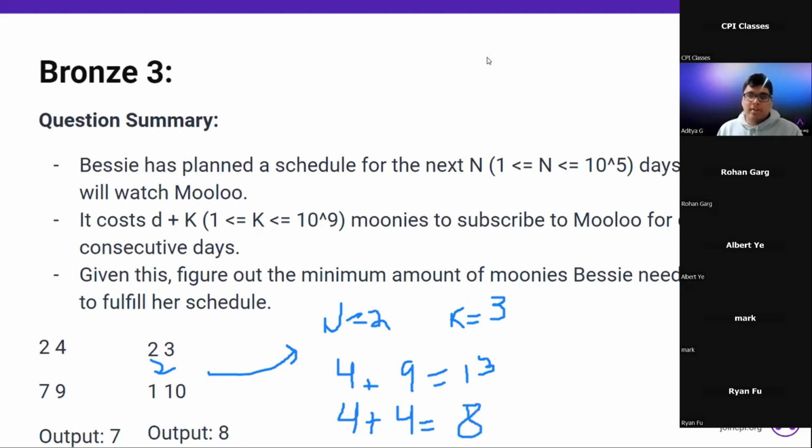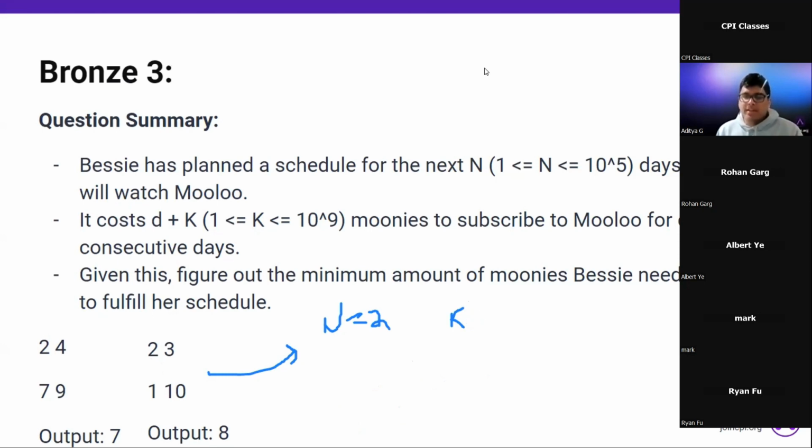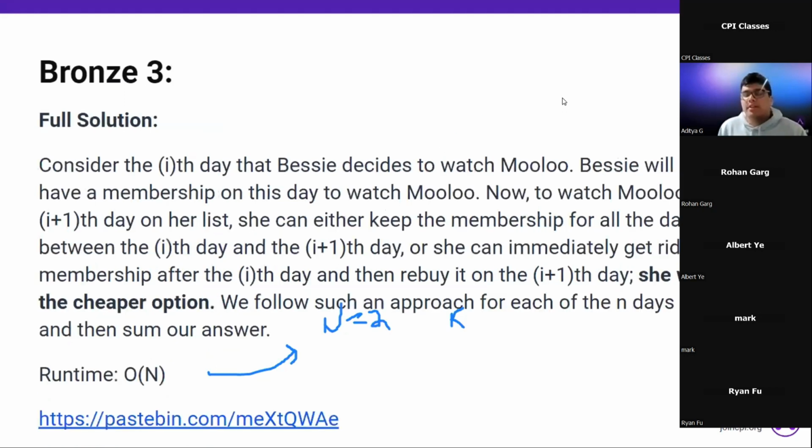Okay, so now that we've solved these test cases, we have a good idea of how the problem works. And it seems that the intuition is on each day, try to pick the cheaper option, right? Either keep your subscription if it's cheaper, otherwise get rid of it immediately. We don't need to consider cases like getting rid of it on the 3rd day in the second test case, because that's not optimal. It's never going to be optimal to keep it on unnecessary days when you're paying extra money for each extra day. So let's look at the intended solution, or the solution that I came up with.